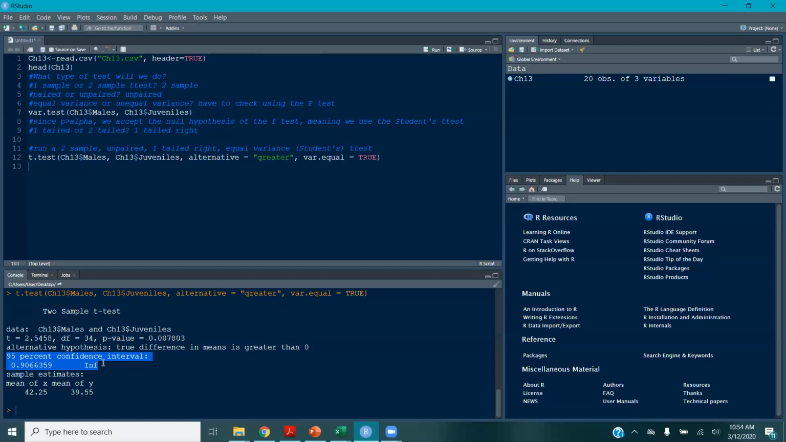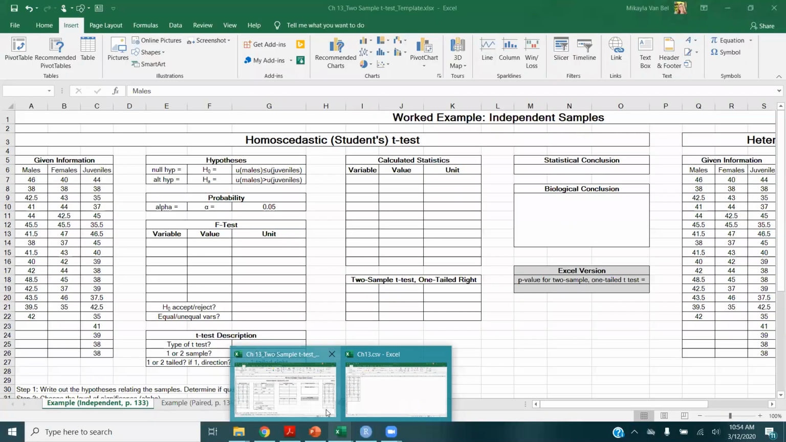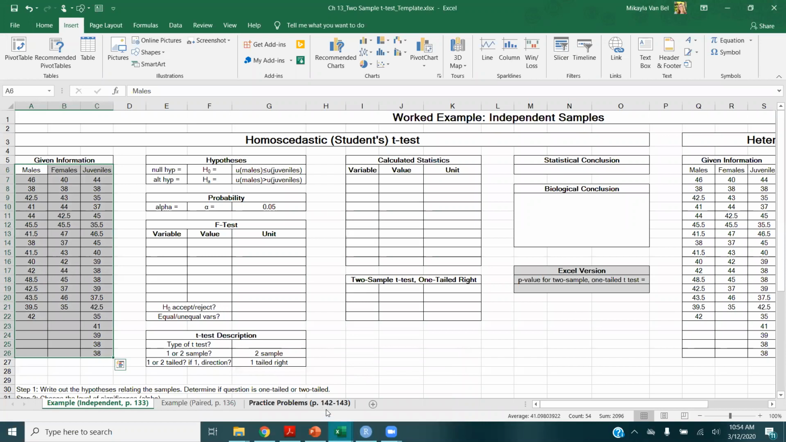It does also give us the mean values of our two groups. However, what we want to focus on is just this first line, the t-calc value, the degrees of freedom, and the p-value. Let's look at the t-value first. Just as with a one-sample t-test, we can also compare the t-calc value to the t-crit value. Let's go into Excel to calculate our t-critical values. I'm just going to put that over here.